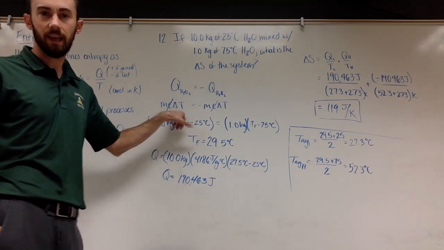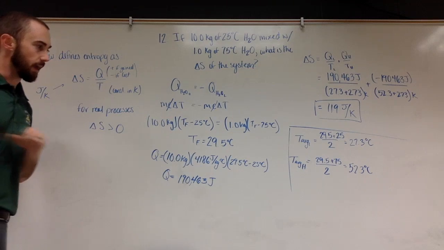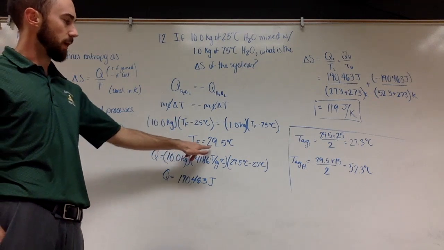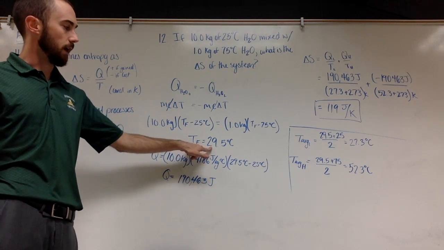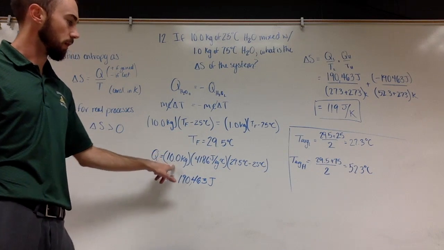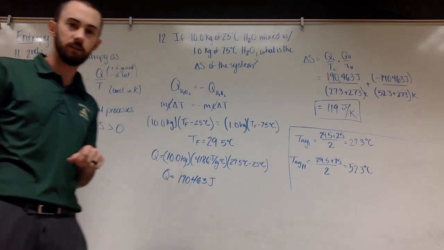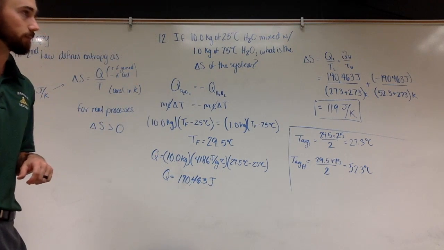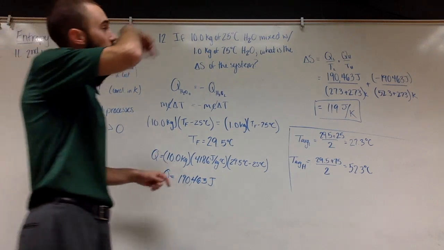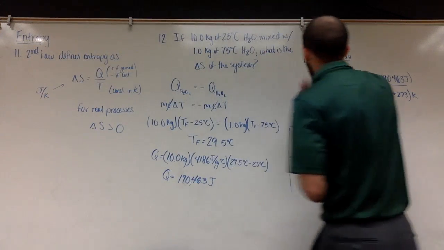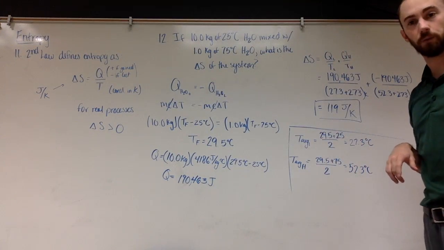Since they're both water, I can cancel out the specific heat. And when I do that, I solve for my final temperature, and I get 29.5. So now I just do it for the lower temperature one. I plug in all my numbers, and I get a heat of approximately 190,463.